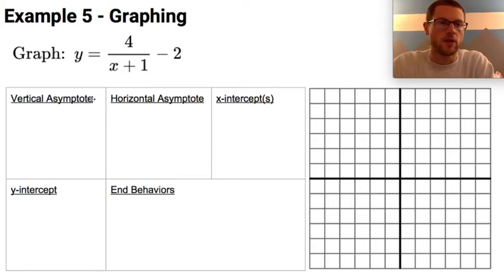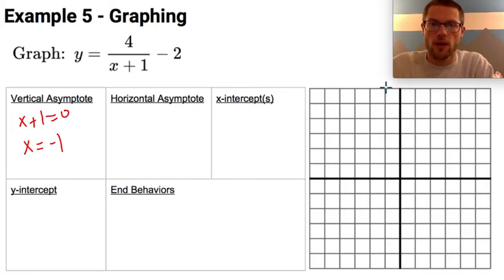The first part of this is going to look almost exactly the same as our previous example. For our vertical asymptotes, we're still going to set the denominator equal to 0. I just have one denominator here, x plus 1. So we'll solve x plus 1 equals 0, and I'll have a domain restriction at x equals negative 1. So we're going to first put our vertical asymptote right there at x equals negative 1.